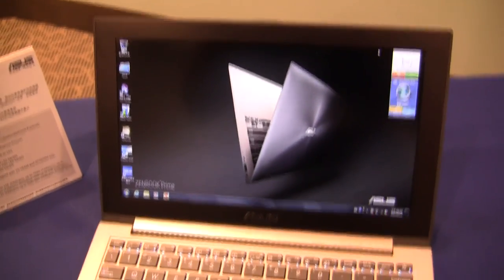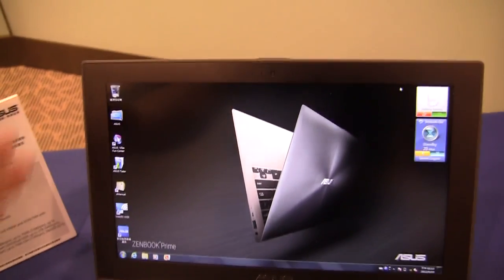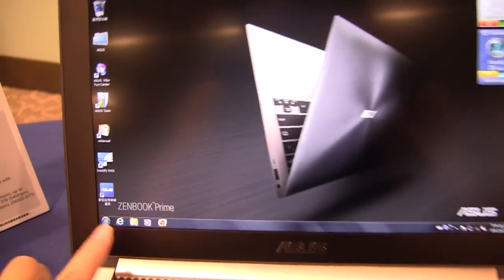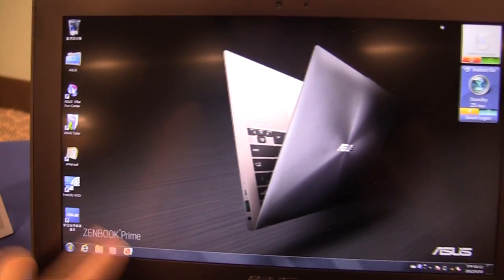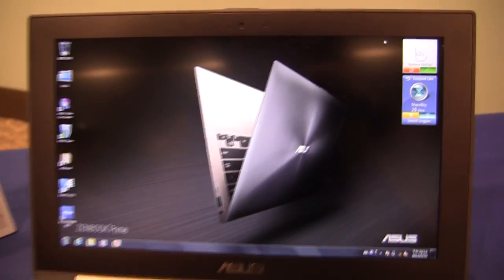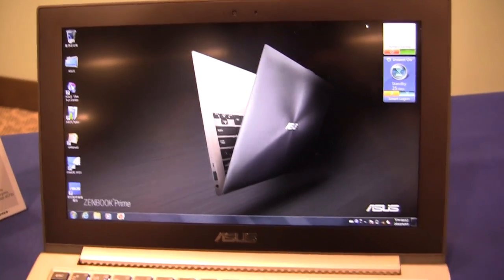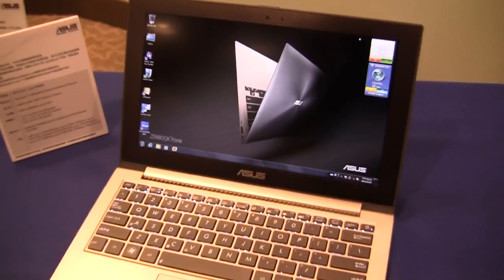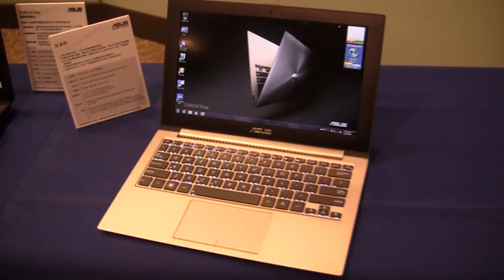But the big selling feature here is that it's got a full HD IPS display, so it's a Prime. So you'll notice here that it says Zenbook Prime. So the indicator for adding the word Prime into ASUS's lineup is that it has a full HD display and it's running an SSD. So in the future, when you see the word Prime, that's going to be what it means.